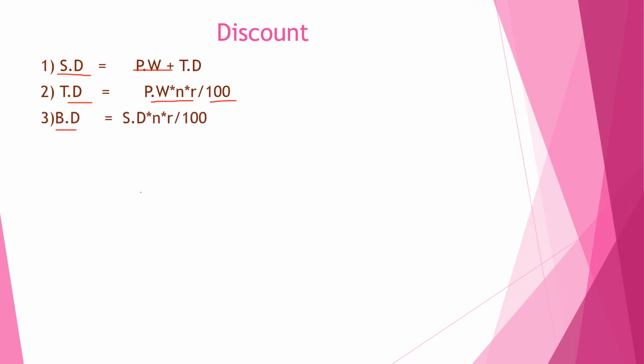These are the basic concepts which are required for running of the proper business or as tools for completing certain tasks. So here we have certain formulas. Sum due is equal to PW plus trade discount, present worth plus trade discount. Trade discount is equal to present worth into N into R divided by 100. Bankers discount is equal to sum due SD into N into R divided by 100.